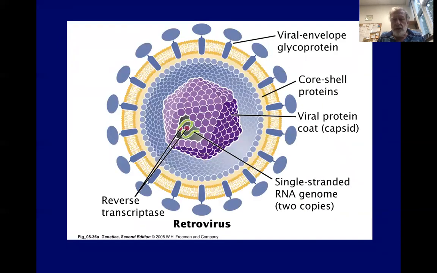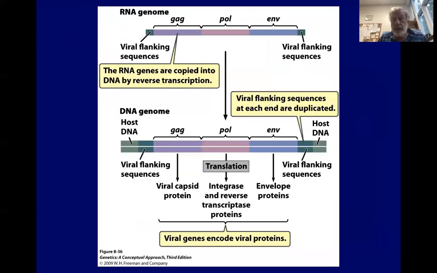So here's a retrovirus showing you the reverse transcriptase molecules that are brought into the cell along with the single-stranded RNA genome. This is the RNA genome of a retrovirus, I believe an HIV virus, showing you there's basically 3 genes, as we can see at the bottom there. GAG codes for a viral capsid protein, POL codes for integrase and reverse transcriptase, and ENV codes for envelope proteins.